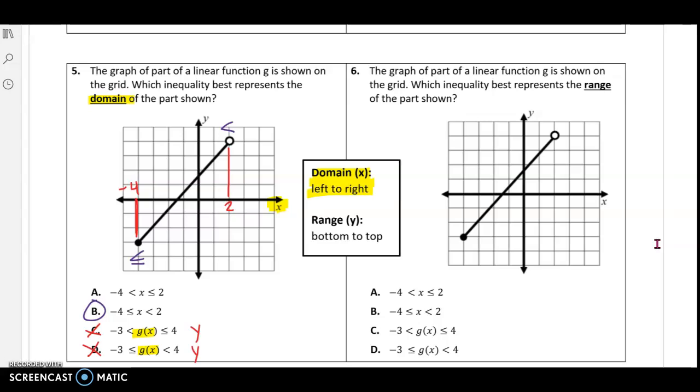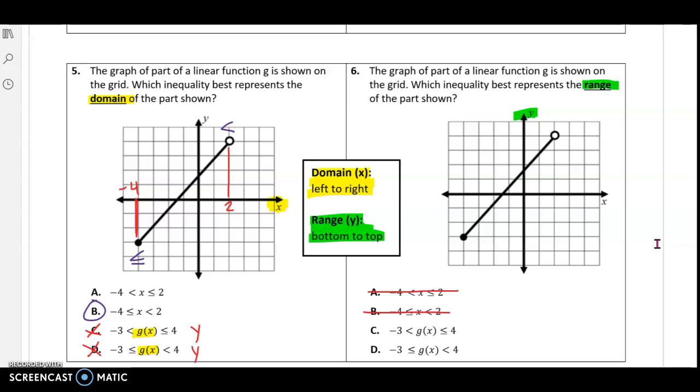Now let's look at range, which is number 6. Make sure you're always reading. Range are the y values from bottom to top. Okay, so this is the y-axis. So we're looking to see how low our graph goes. Let's go ahead and eliminate some answer choices, guys. These both say x. So we're not looking at the x's, only the y's.